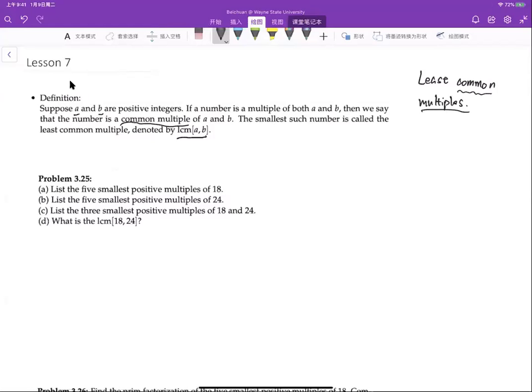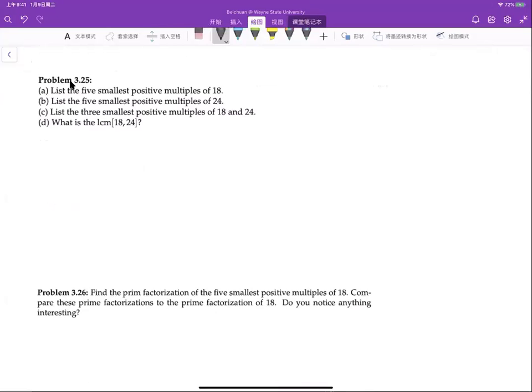So let's look at the next example, problem 30.25. A: list the 5 least positive multiples of 18. This is easy. The smallest multiple of 18 is 18 itself, because that equals 18 times 1. Then the next one is 36, then 54, then 72, and the last one is 90. Basically, you just multiply 18 by 1, 2, 3, 4, 5, respectively.